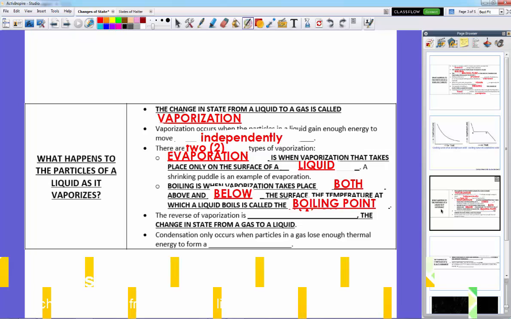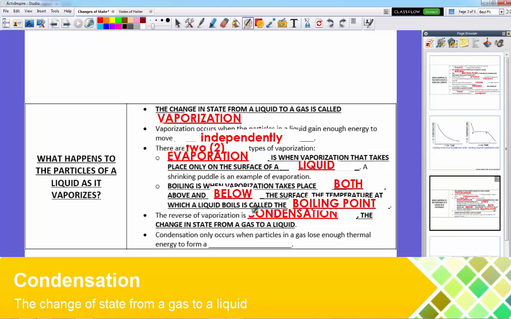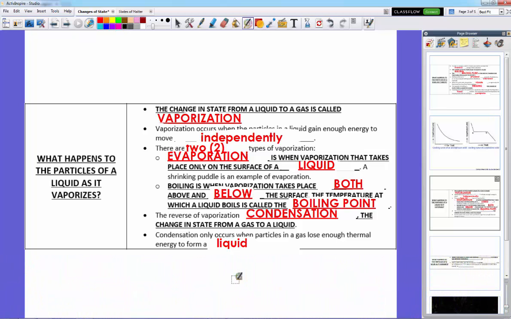Now, the reverse of vaporization, of course, is condensation. That's the change in state from a gas to a liquid. Condensation only occurs when particles in a gas lose enough thermal energy to form a liquid. And of course, an example of that is if you have a cold drink and you leave it out, and what happens is the water vapor cools down when it reaches the surface of the bottle or cup or whatnot, and it forms those water droplets. Dew is another example of that. That's where the water vapor slows down enough that the particles start getting in close formation and form a liquid.